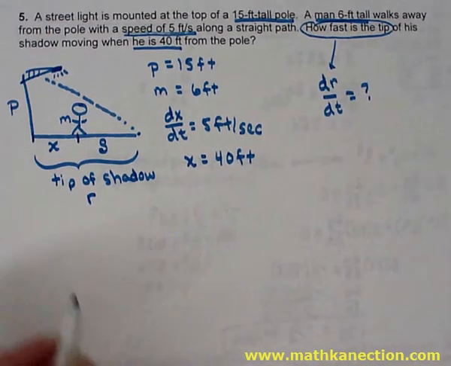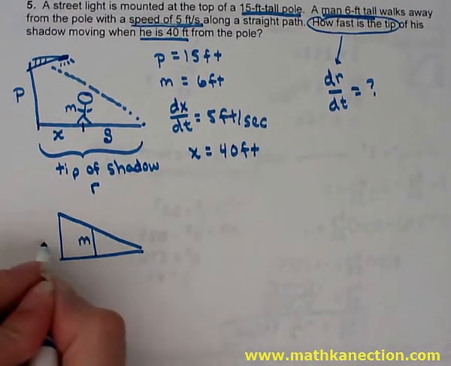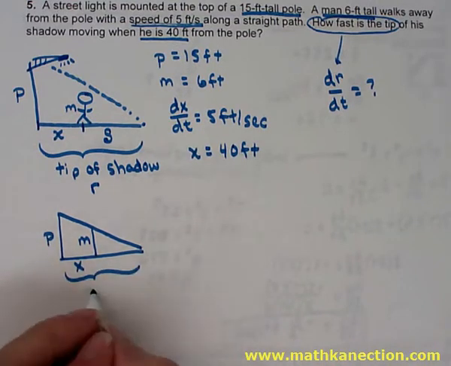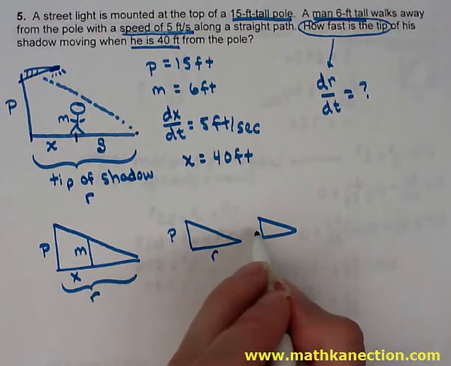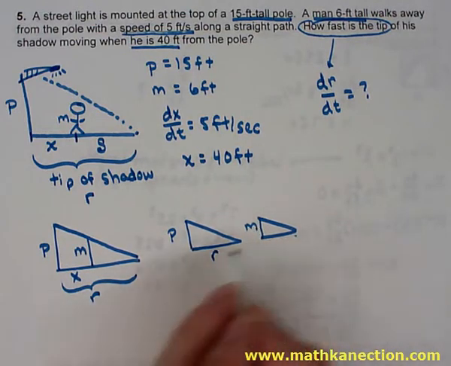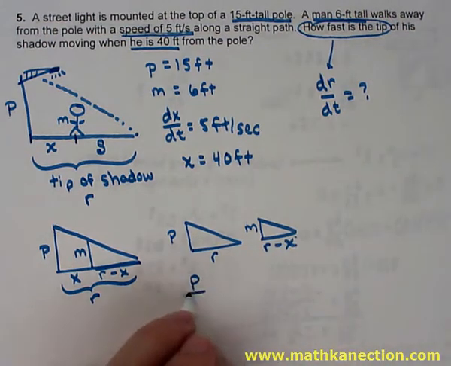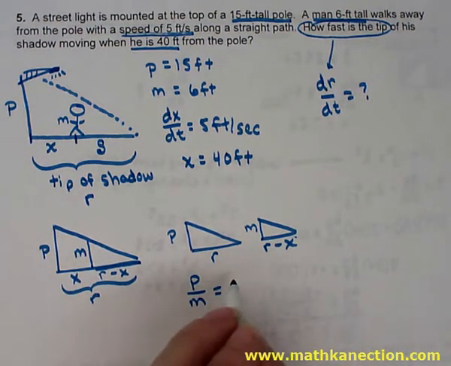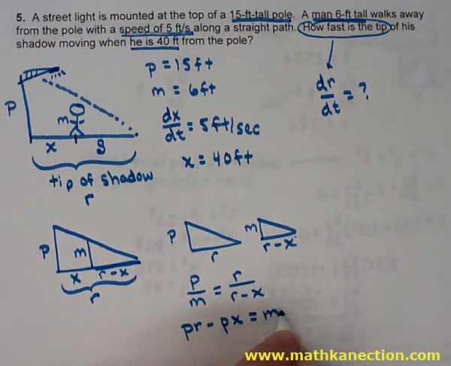So in this problem, it's going to help us to draw the picture again without any images, so we can see that we actually have 2 similar triangles. So putting in the values that we have, and then separate our 2 triangles to look at the large triangle compared to the smaller triangle. So setting up a ratio, we have P over M is equal to R over R minus X. And then cross multiplying, we get the equation PR minus PX is equal to MR.